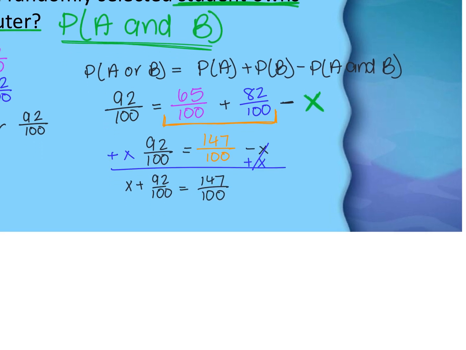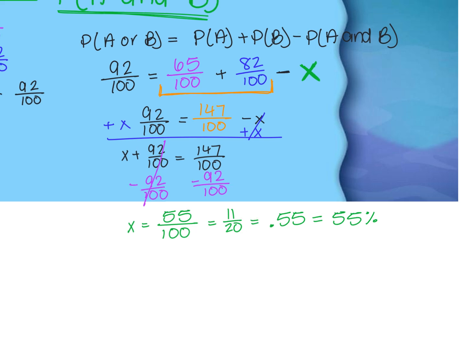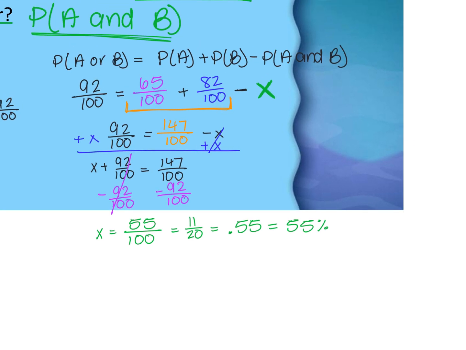And then all I have to do is solve for x. How do I solve for x now? Good. I'm going to go ahead and subtract 92 over 100 from both sides of my equal sign. If I subtract it correctly, x is going to equal what? 55 over 100. Keep in mind, if they ask me to write it as a fraction, simplifying will be 11 over 20. But this one's pretty easy as a decimal. It would be 0.55. As a percent, it would be 55% on both computer and a car. So this right here would be my answer.